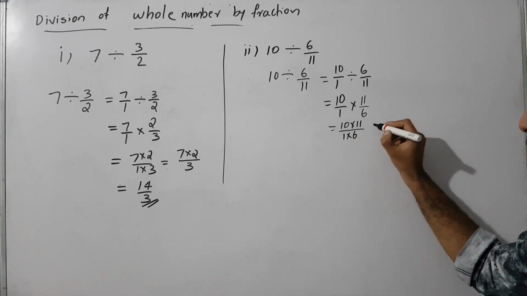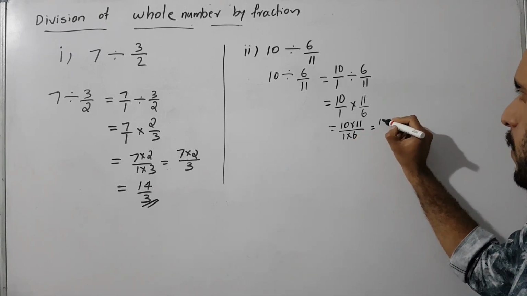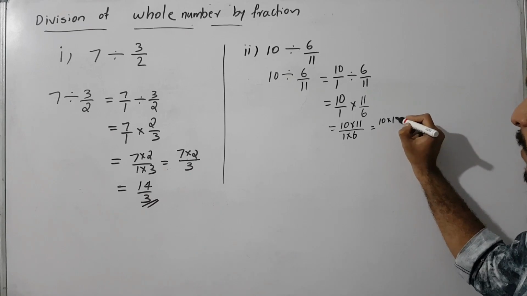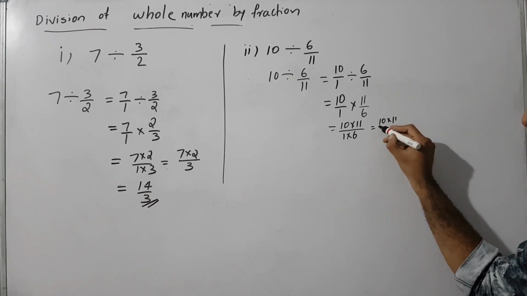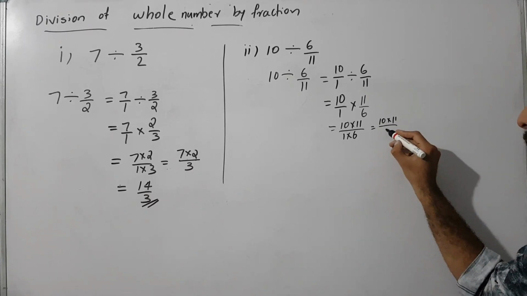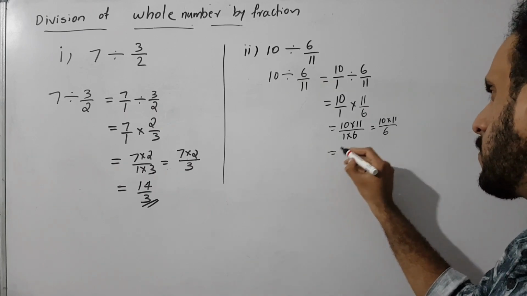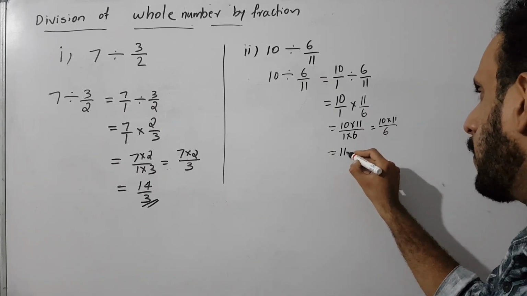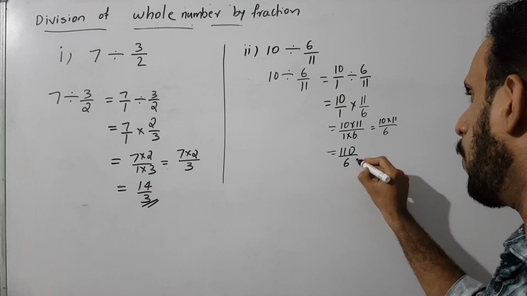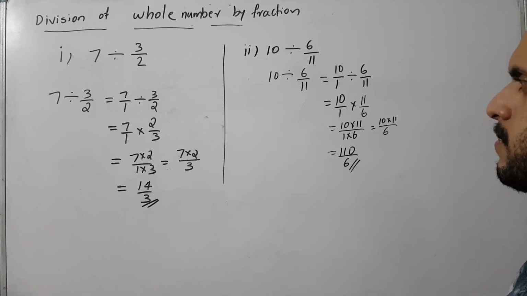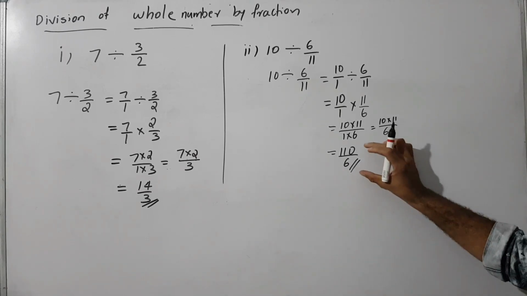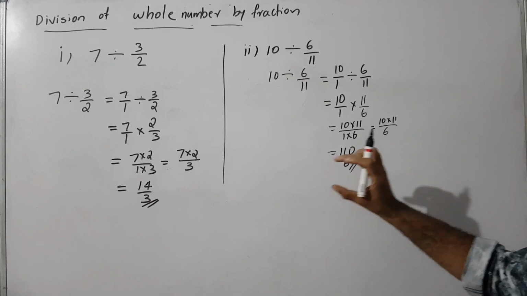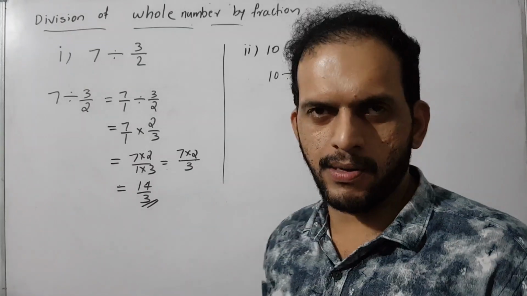Okay, I am just additionally writing one more step here: 10 into 11. That is not required for our answer. For our answer, 10 into 11 by 6. Then what is this? 10 into 11 is 110 by 6. Now we got the answer 110 by 6 in the second and 14 by 3 in the first.